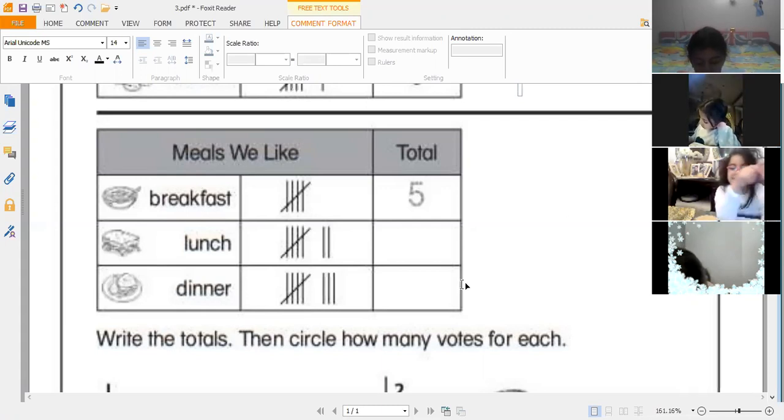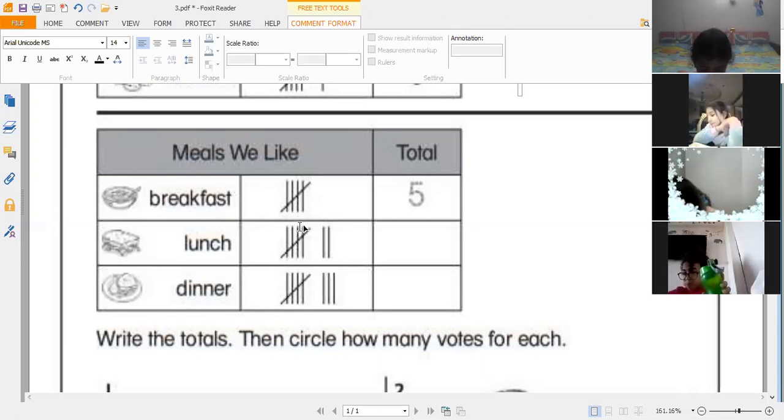How many lunch meals? 7. Very good. We said that this shape means 5 and keep counting after 5: 6, 7. So we will write here 7.